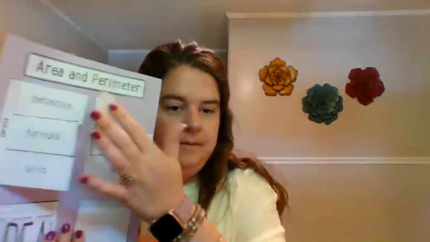All right, let's move over to perimeter. You need to write the definition like I said here. Copy it out of the back of your instruction book. And then the formula for perimeter is you are going to add all of the sides. Now you can find perimeter of any shape. You just have to add all the sides.